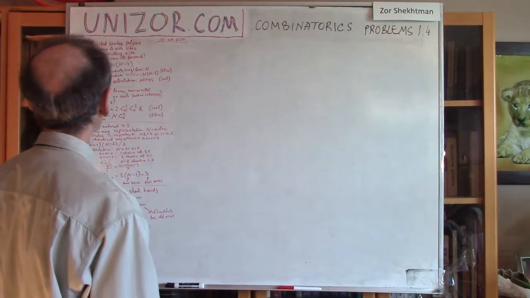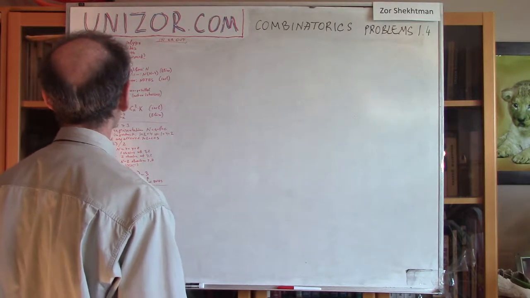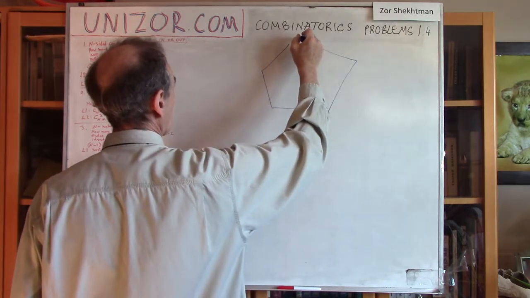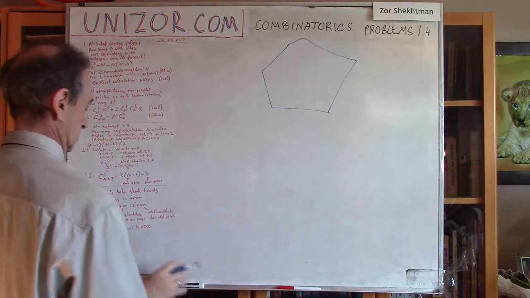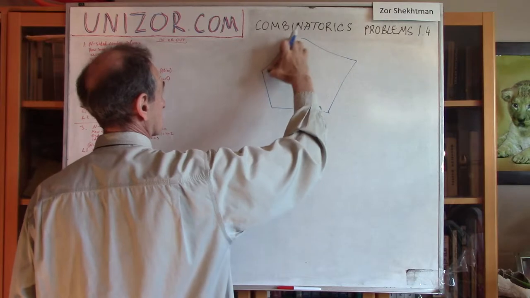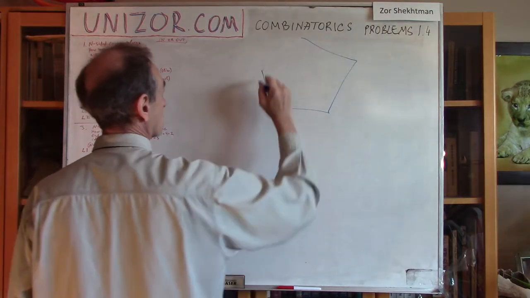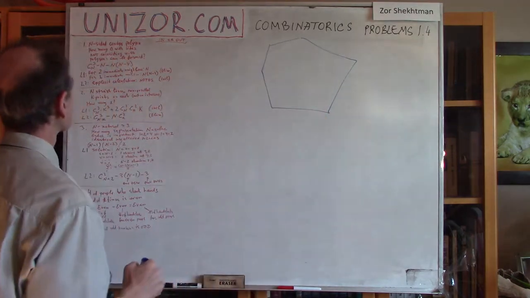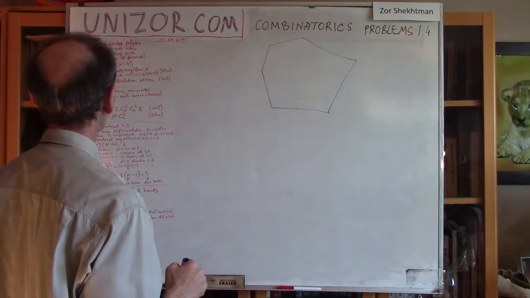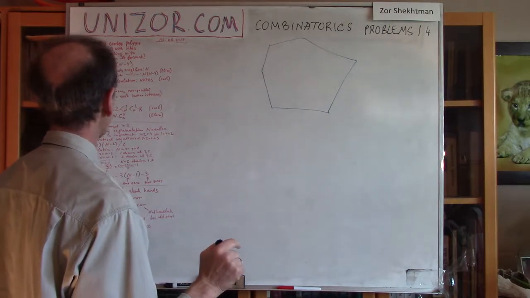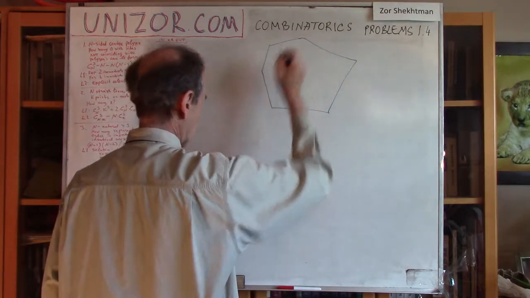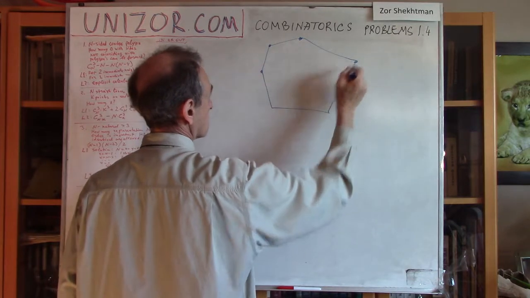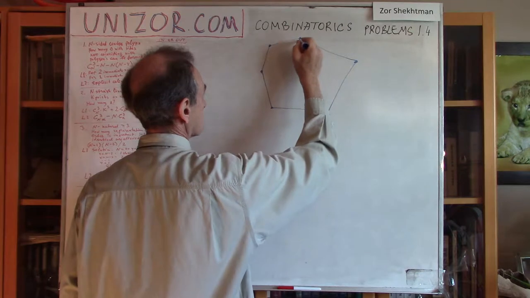Okay, problem number one. There is an n-sided convex polygon. Let's make it something like this: 1, 2, 3, 4, 5, 6. Six different vertices. All right, now, what we can do is build triangles based on the vertices of this polygon. For instance, this one.